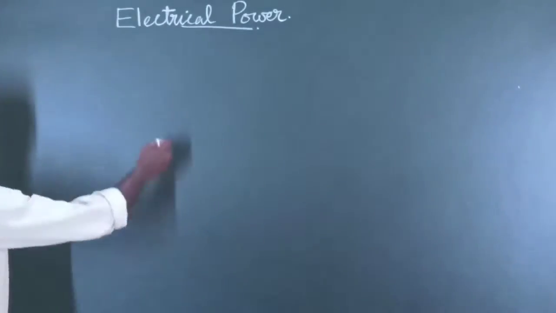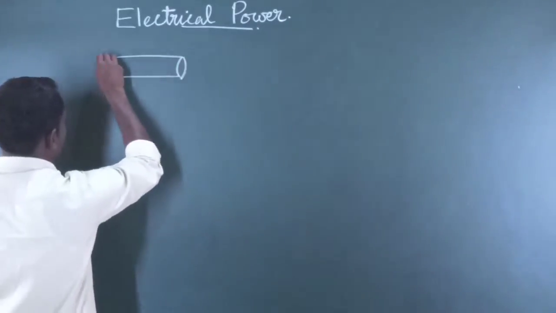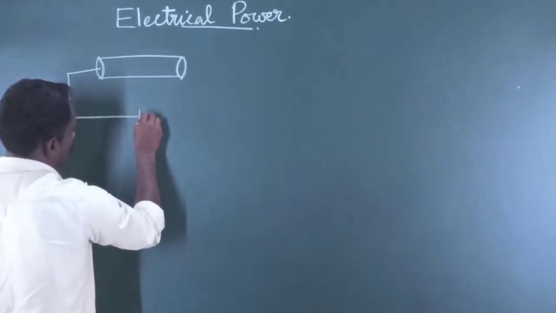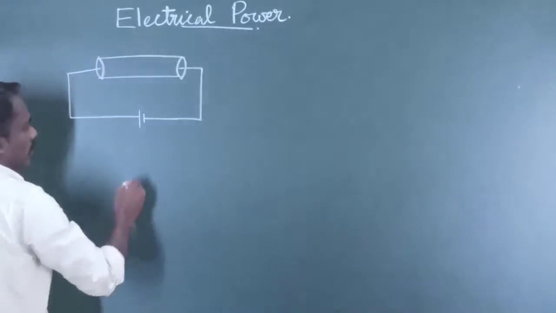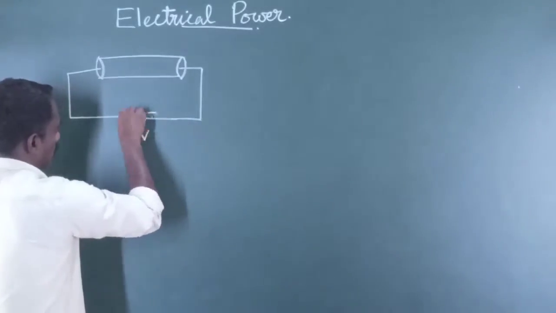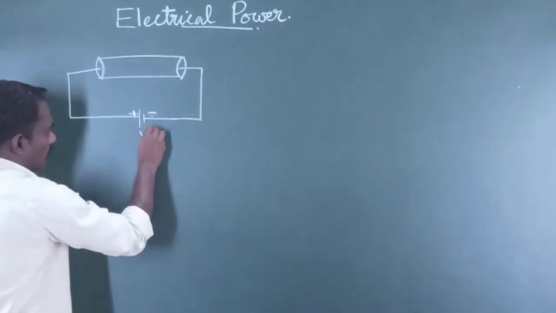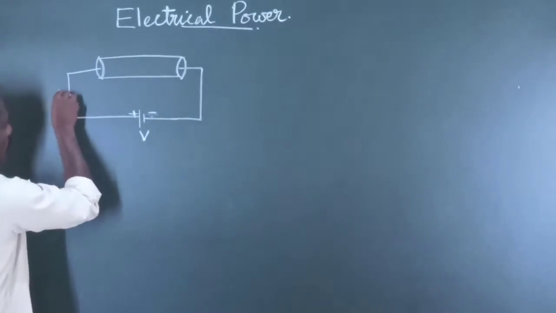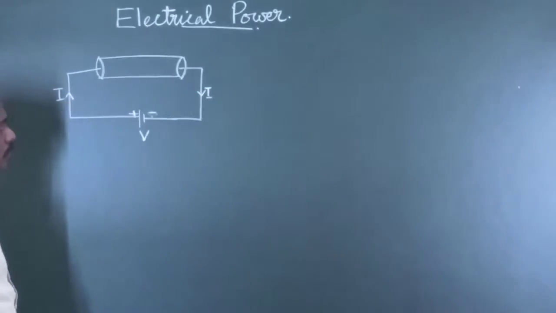So let's see. We consider a conductor, and this conductor is connected to a battery to maintain the electric flow through the conductor. The battery has a potential difference V. When the potential difference V is applied across this conductor, an electrical current I will flow through the conductor.